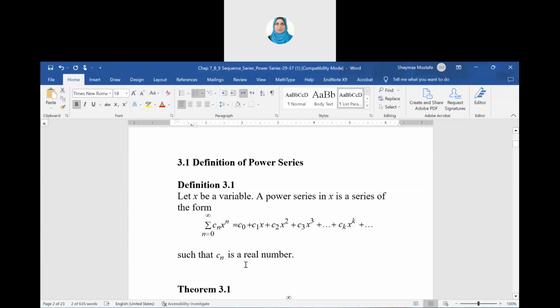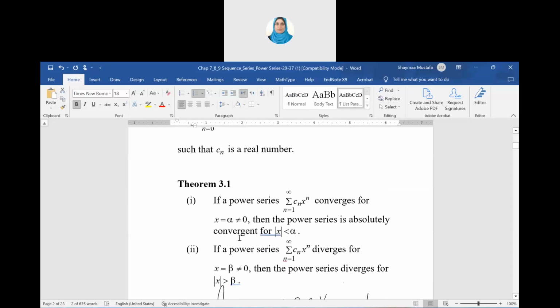All are real numbers. So what is the benefit, what is the advantage of having a power series? You can see that the power series can be easily integrated. We can integrate it easily. And also the derivative can be obtained easily, because all these terms can be easily integrated and easily differentiated.